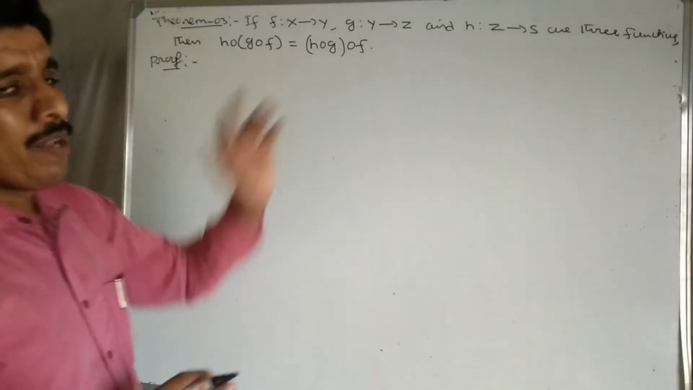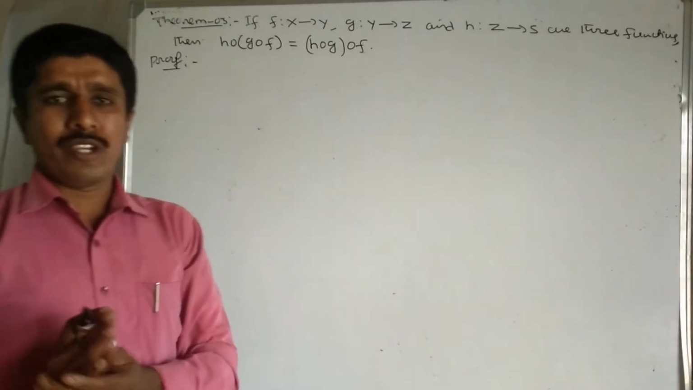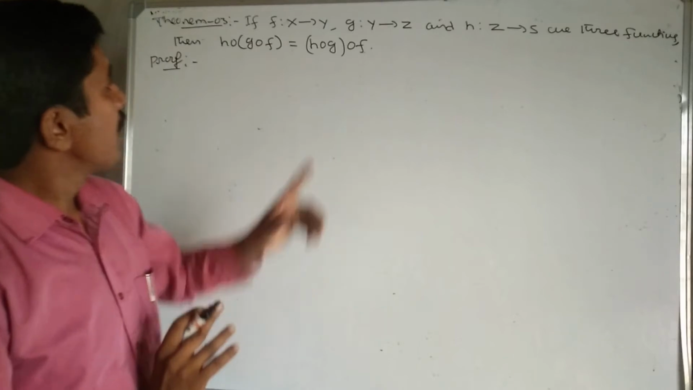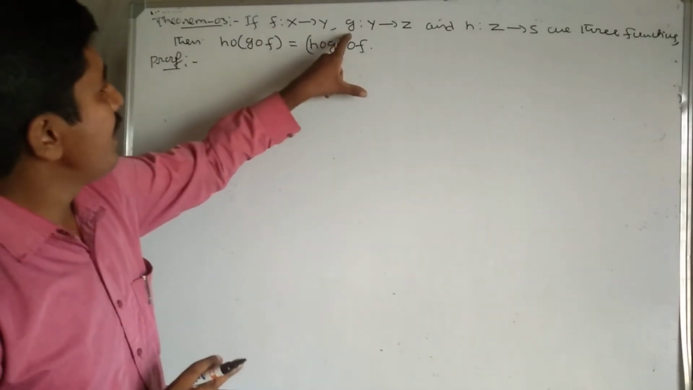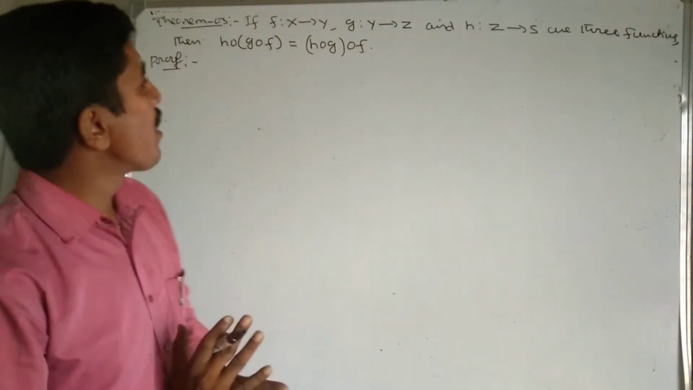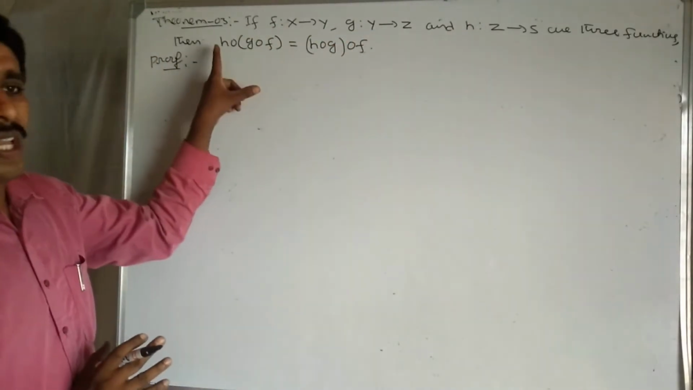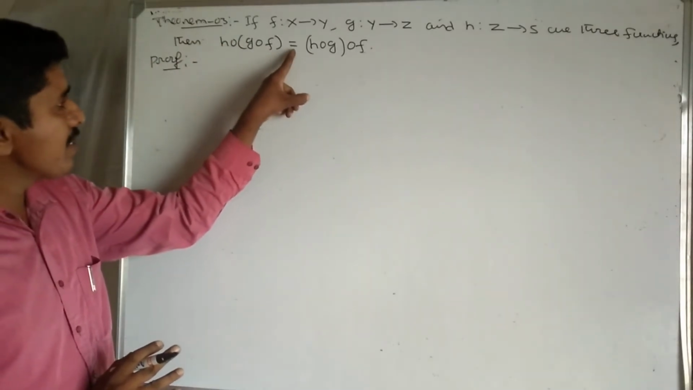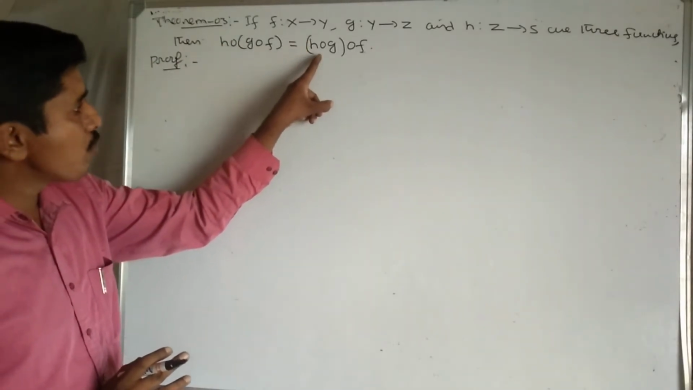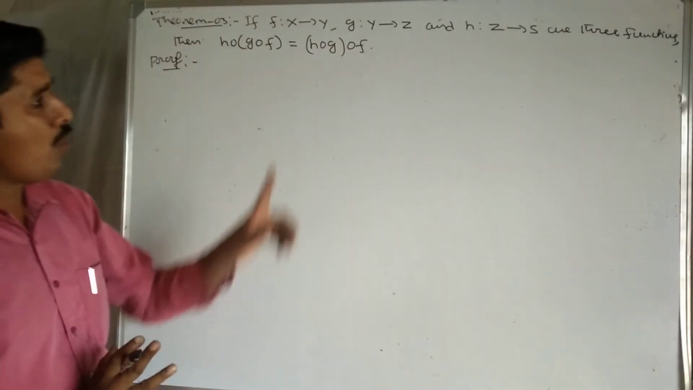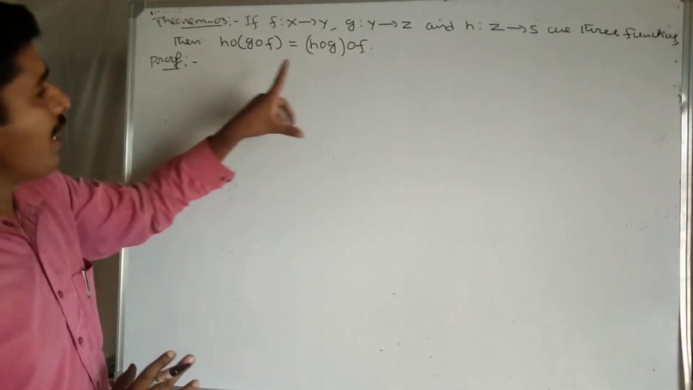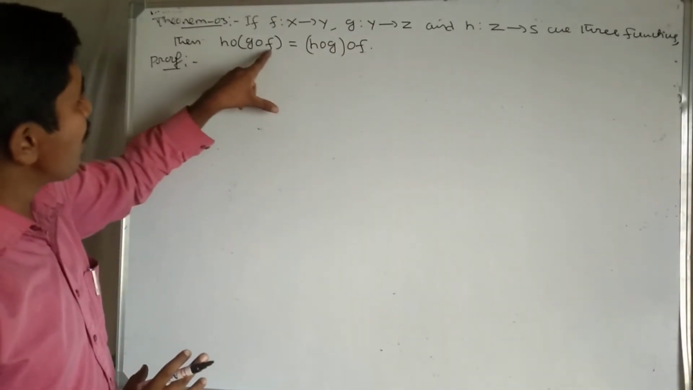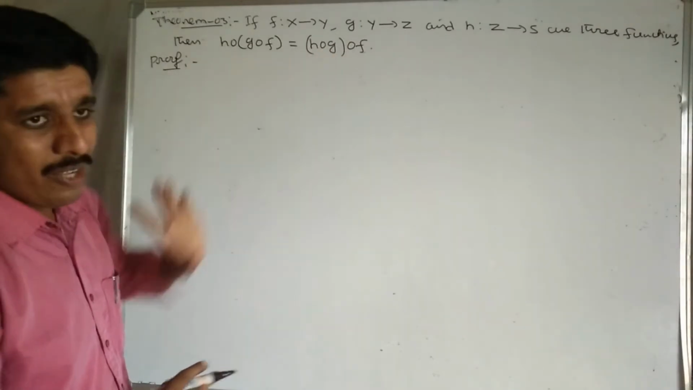This condition is very important here, just like the associative property. Here f, g, h are three functions. We have to prove that h∘(g∘f) is equal to (h∘g)∘f. In both cases, we can observe h, g, f in order. H, g, f in order, very important.